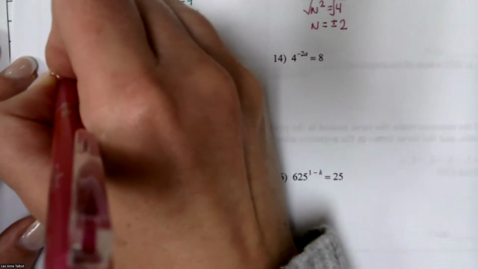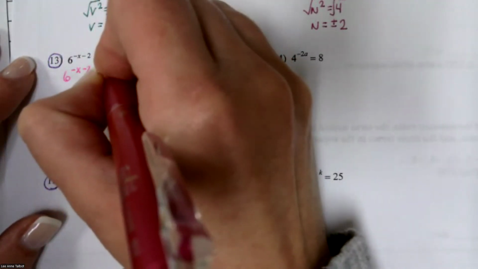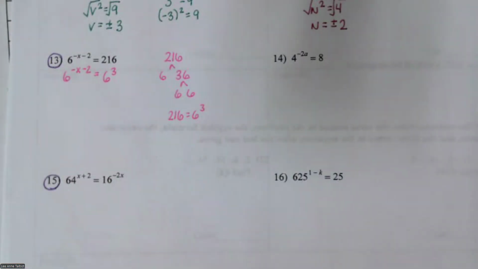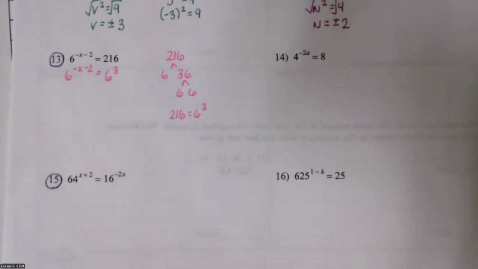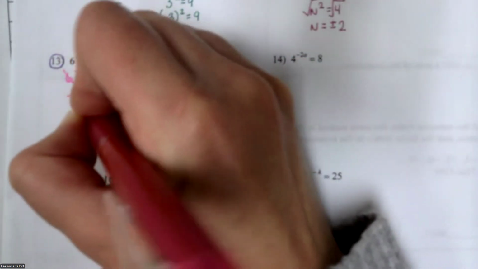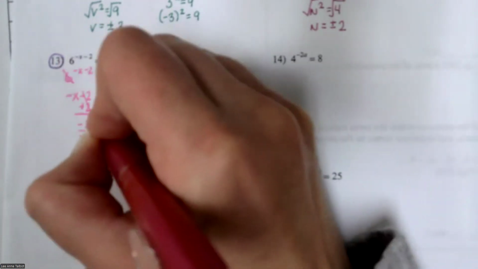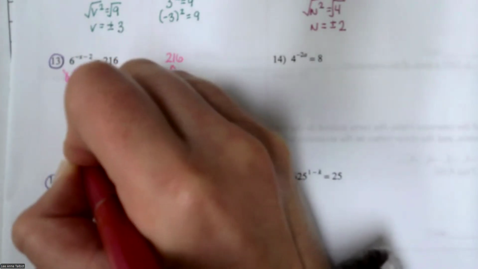So on this side, I have 6 to the negative x minus 2, and then 216. I'm going to change that to be 6 to the third. And now they have the same base, and I can cross them out. Negative x minus 2 equals 3, plus 2, plus 2. Negative x equals 5. Divide by negative 1, x equals negative 5.